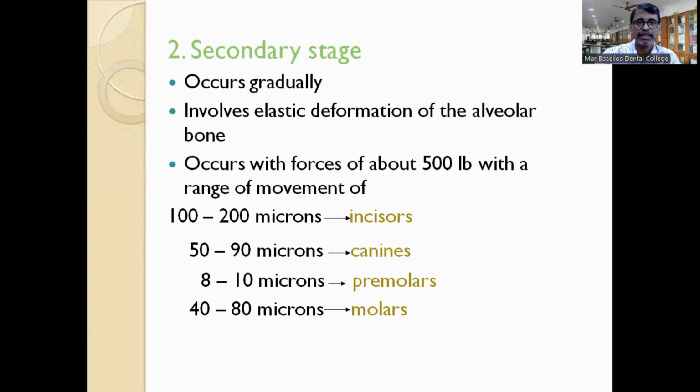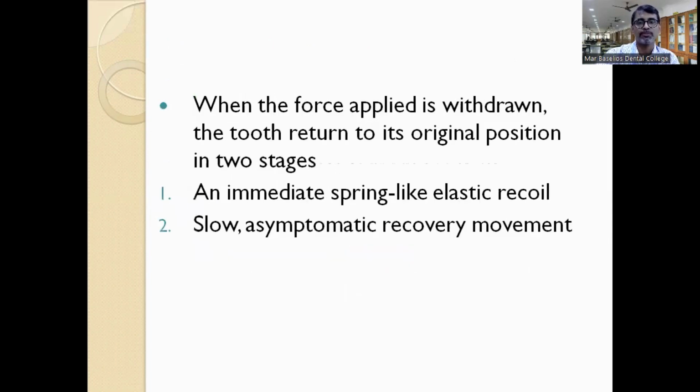Now, the secondary stage follows the intrasocket stage, and this occurs gradually or more slowly, and it involves elastic deformation of the alveolar bone. And it occurs with forces of about 50 pounds with a range of movement that is different for different teeth. As you can see, it's the maximum for incisors of single-rooted teeth, that is about 100 to 200 microns. Less in canines, that is 50 to 90 microns. The least for premolars, 8 to 10 microns, and slightly more for the molars, that is 40 to 80 microns.